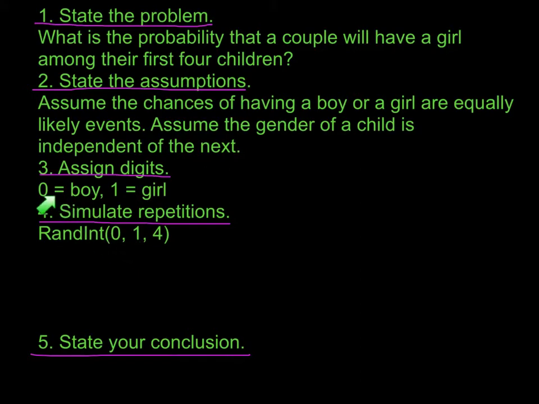So if you decided you wanted to use 1 for a boy and 2 for a girl, that would be fine. But then you would go from 1 to 2 so that you only, again, get those digits to show up in your set of 4. And we have a 4 here because we are talking about the first 4 children that are born. So you're going to go ahead and perform this operation in your calculator.